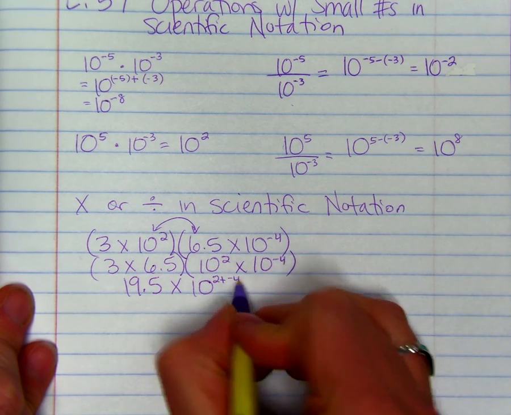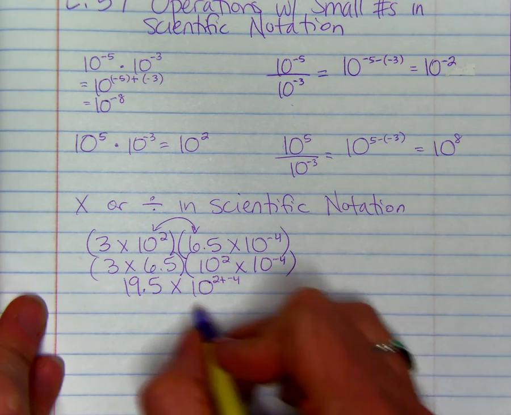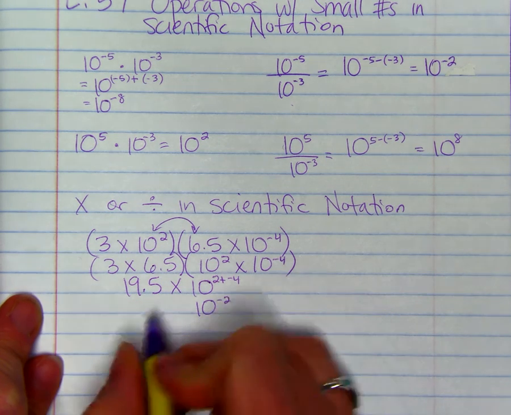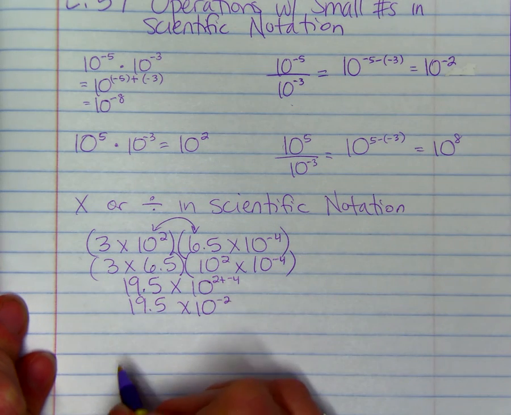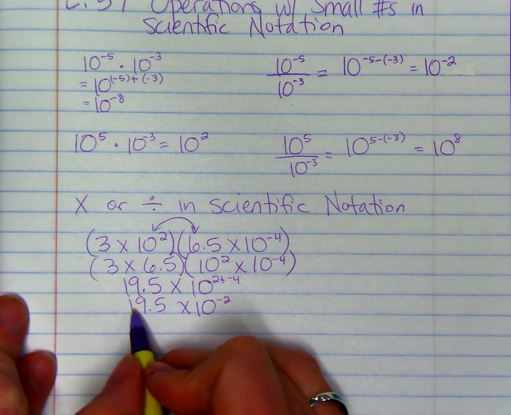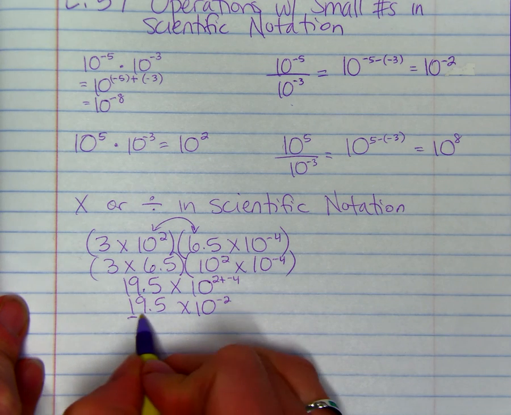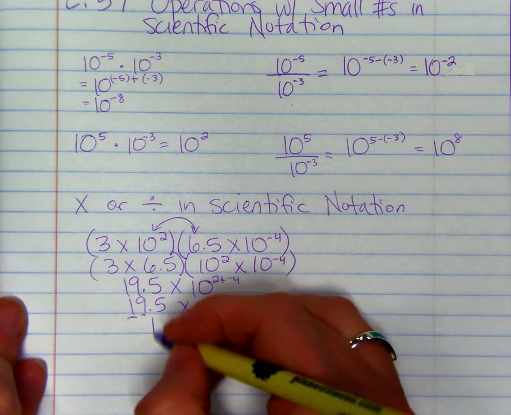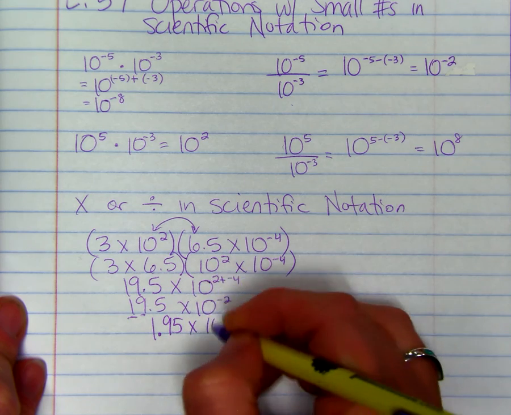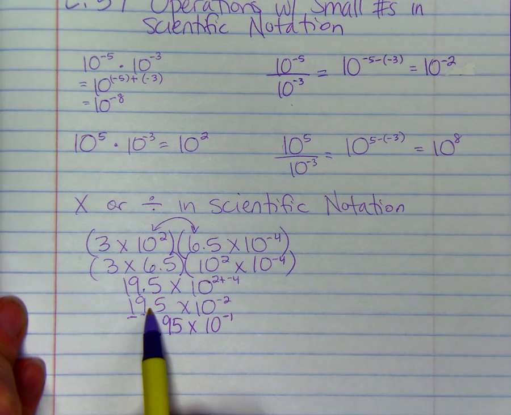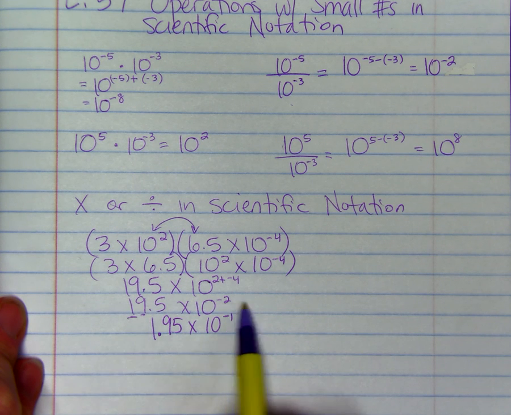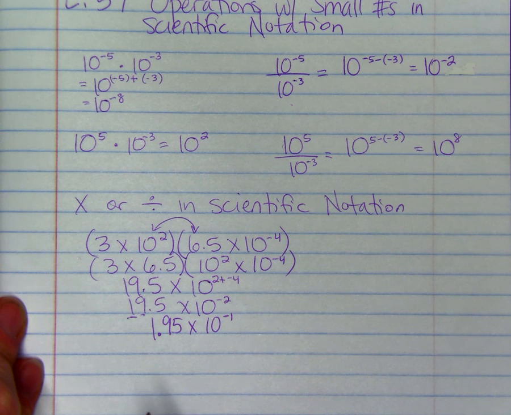So 3 times 6.5 is 19.5 times 10, and you have to add the exponents. 2 plus negative 4 is negative 2. So we have 19.5 times 10 to the negative 2. Now we need to move the decimal over to the left one because there's two digits here and we're only allowed to have one. So we have 1.95 times 10 to the negative 1. So remember, if you move the decimal to the left, then you have to add 1 to the exponent, and negative 2 plus 1 is negative 1.